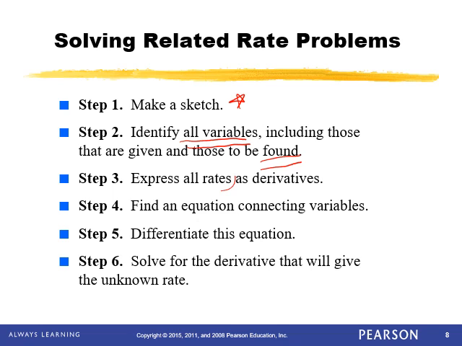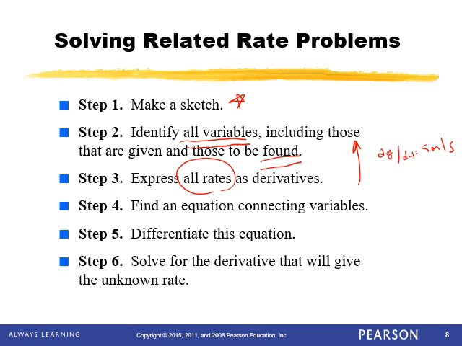So the rates, for example, in that particular problem, we knew that the balloon was rising at 5 meters per second. So rising vertically, and we figured out dy/dt is 5 meters per second. Now we find equations connecting the variables.